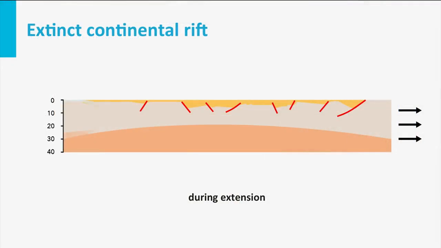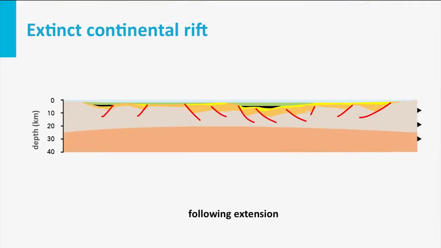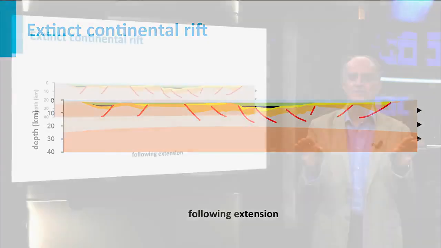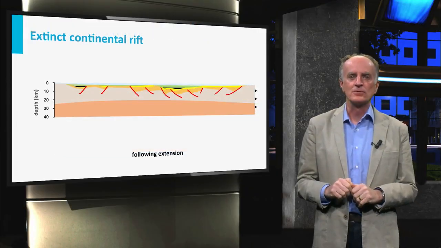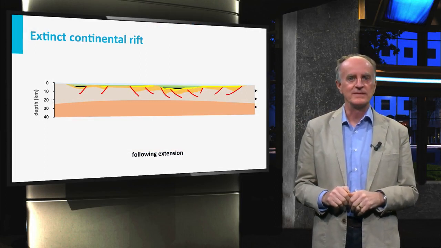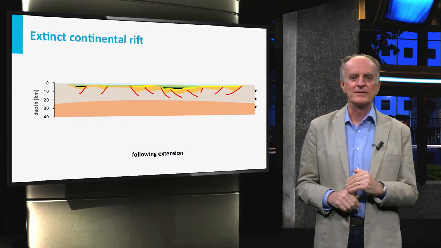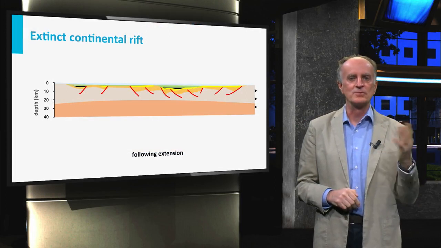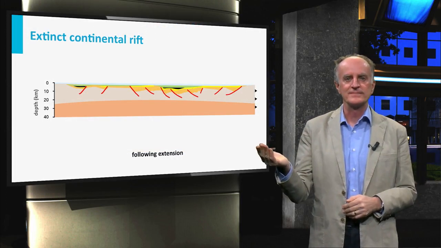If subsidence continues, new accommodation space is created, in which sediments are deposited, which are not cut by normal faults. These are called post-rift sediments. This is the case, among others, of the Viking Graben between Norway and the United Kingdom.